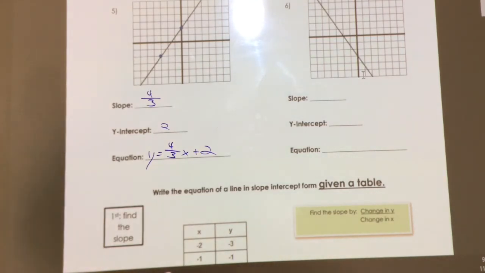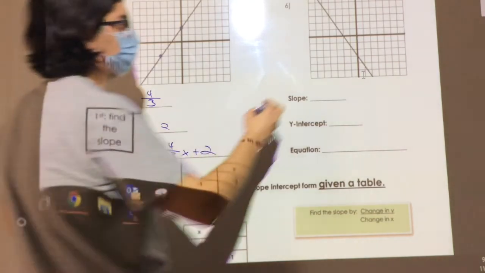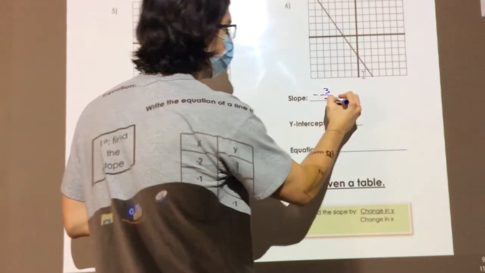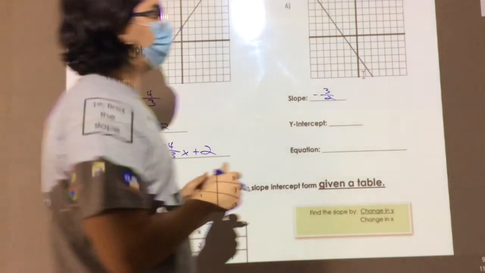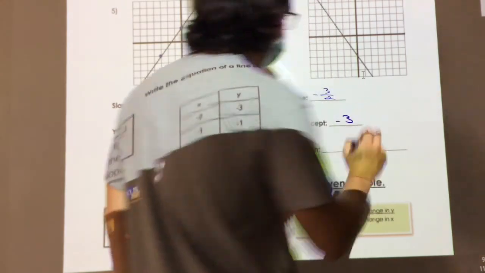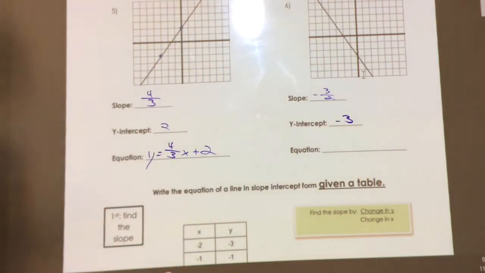All right, who's got a slope for me? Who's got a slope? Mihal, what'd you get? -3 over 2. Do we agree? I love that she saw the -2. Use the line. Let it help you. What about y-intercept? Anybody got a y-intercept for me? Josh, what'd you get? -3. I agree. And then, Jackson, can you put that in slope-intercept form for me?